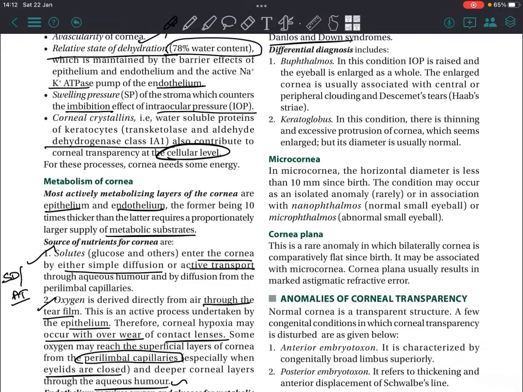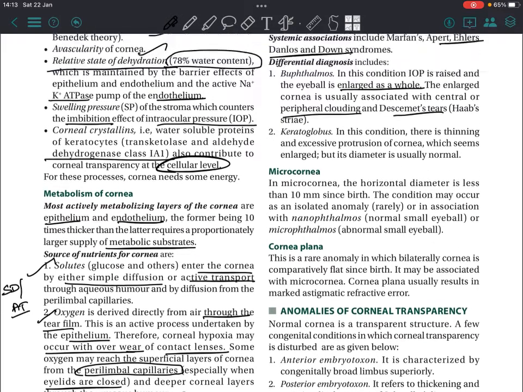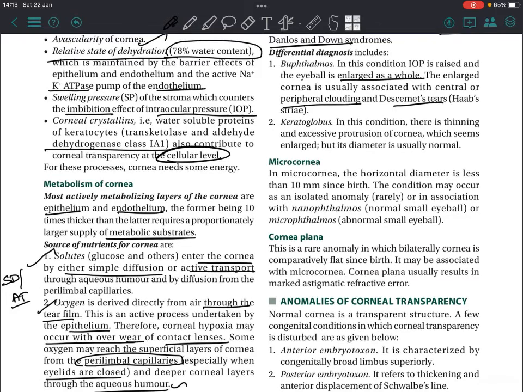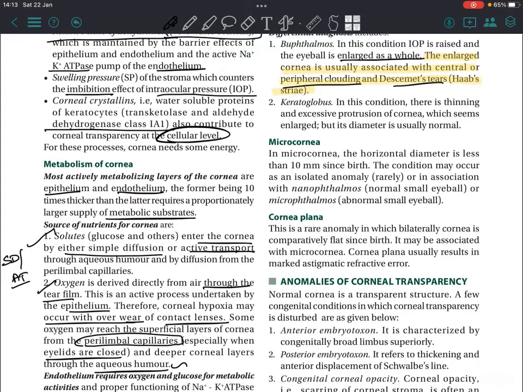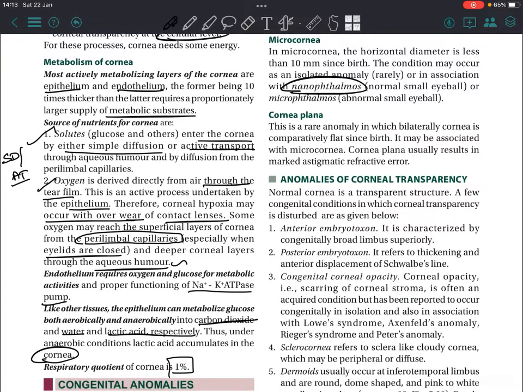Differential diagnosis: buphthalmos, a congenital glaucoma. In this condition, IOP is raised and the eyeball is enlarged. The enlarged cornea is usually associated with central or peripheral clouding and Descemet tears. Keratoglobus: there is thinning and excessive protrusion of the cornea, which seems enlarged, but its diameter is usually normal. Microcornea, as in nanophthalmos: horizontal diameter less than 10 mm.